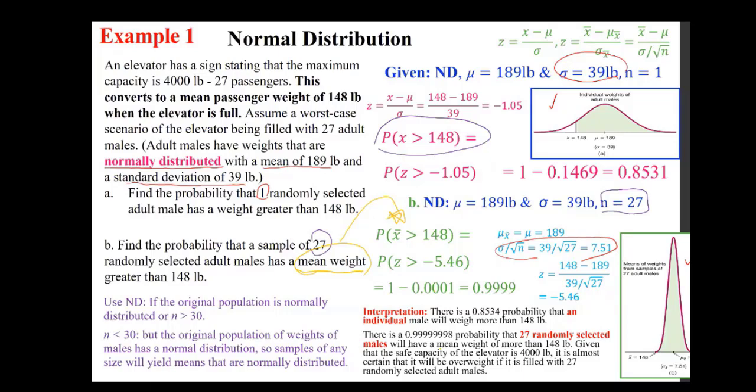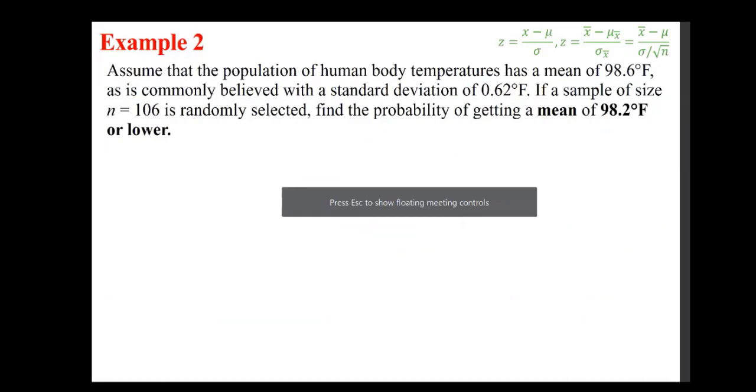Probability that 27 randomly selected males will have a mean weight of more than 148 pounds, given that the safe capacity of the elevator is 4,000 pounds. It is almost certain that it will be overweight if it is filled with 27 randomly selected adult males. Let's look at another example.